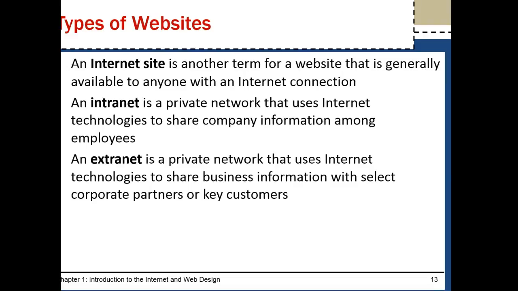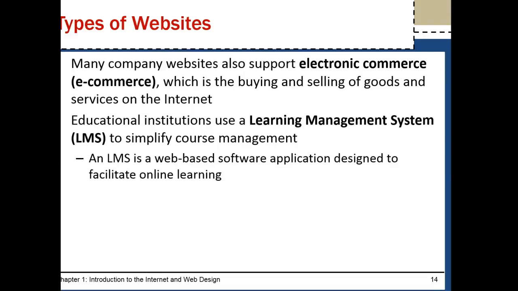That's the extranet. Many company websites also support e-commerce, or electronic commerce, which is buying and selling goods online. Educational institutions also use a learning management system, like we use Canvas, to help with course management. An LMS, like Canvas, is web-based software designed to facilitate online learning, and that's how we use it. Some people use Blackboard, some people use Angel.